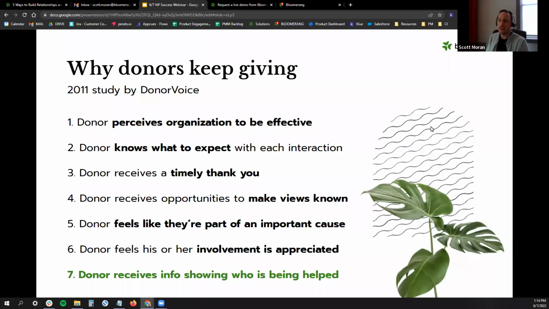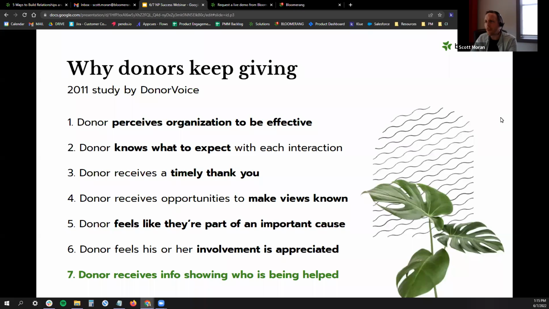Then these next points: a timely thank you, making sure that there's opportunity to make their views known. That's a very interesting point about feedback, and we're going to talk about that in a second. And then also making them feel they're part of an important cause, their involvement is appreciated. And this last point, I think, is a simple point, and I want to focus on it, which is just showing info for who's being helped. That's a pretty solid point of just showing where the gift is going and who's being helped with the money. So people will tend to stay around if they just know that their donation is going towards something that's effective.